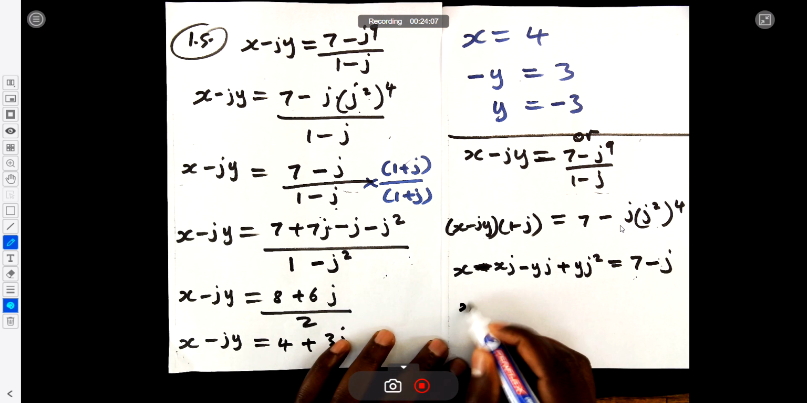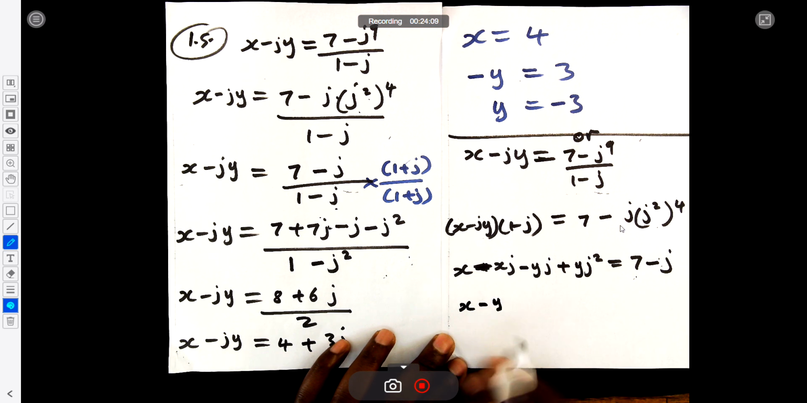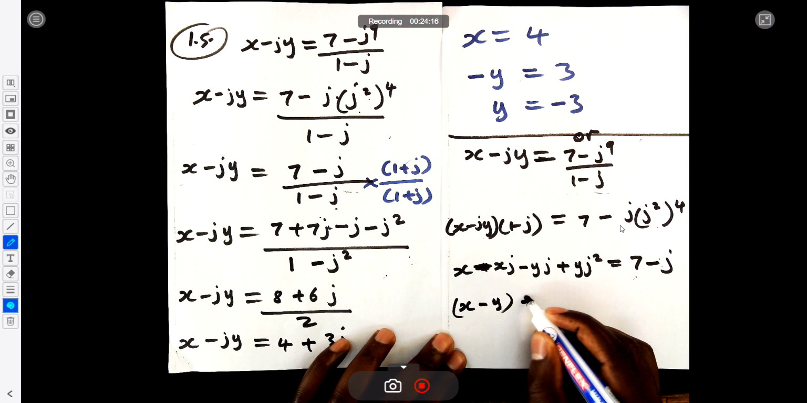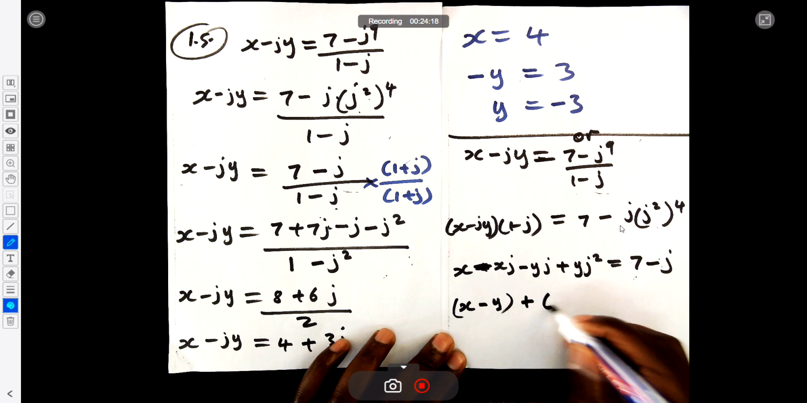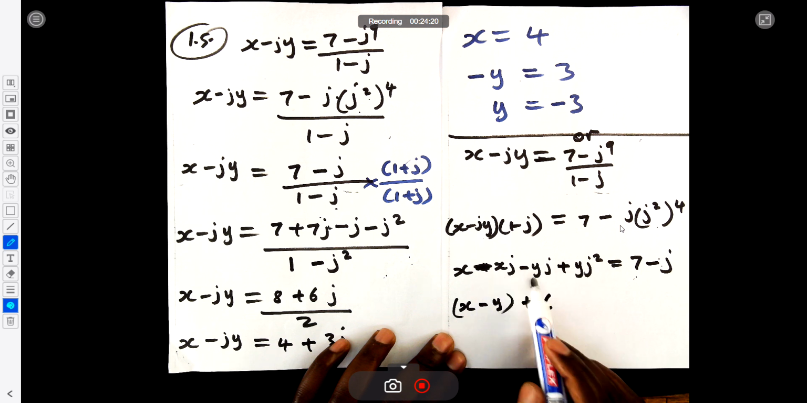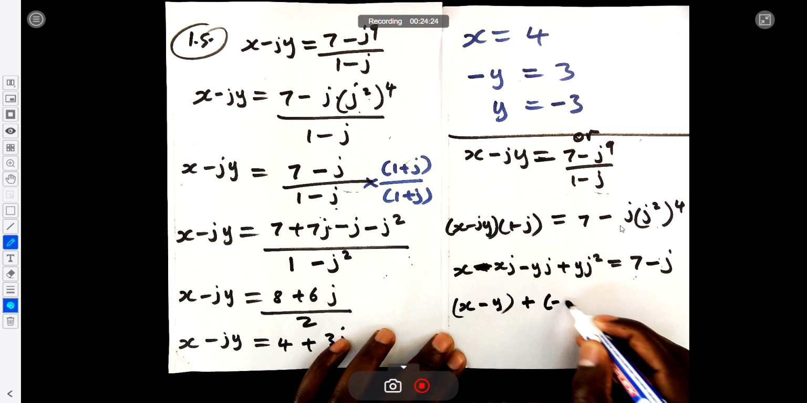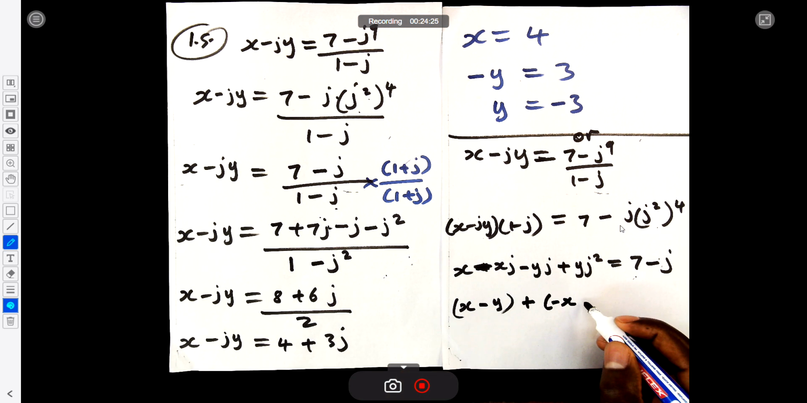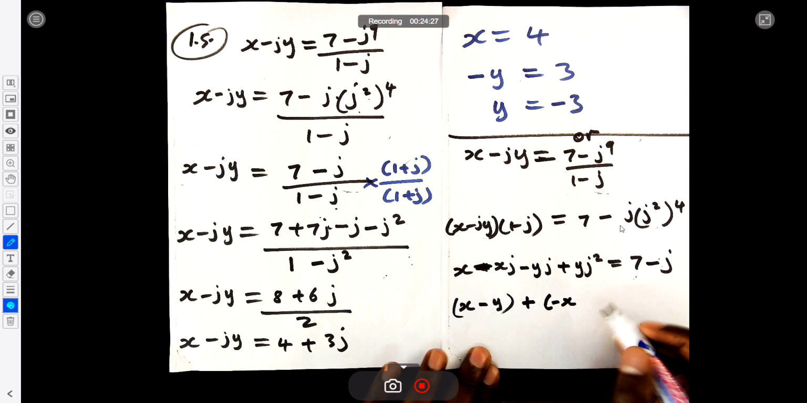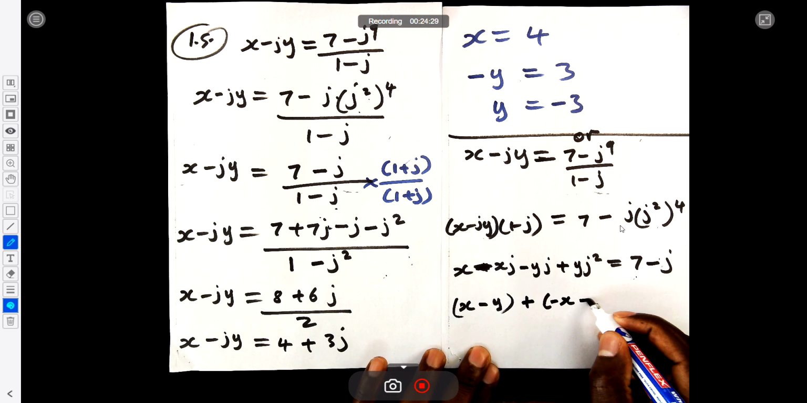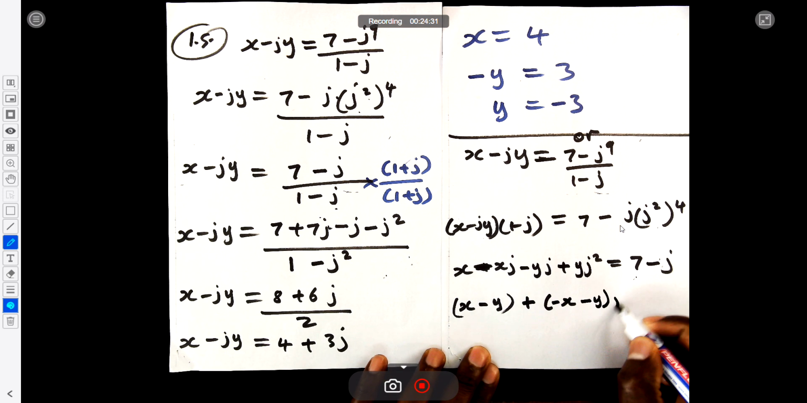So we group it with x. These are the real parts. So x minus y, they're the real parts. The other one, we need to group. What I'm going to do, we have minus x and minus yj. So I'm going to have minus x. I'm going to factor out j. Minus x minus y, factor out j.